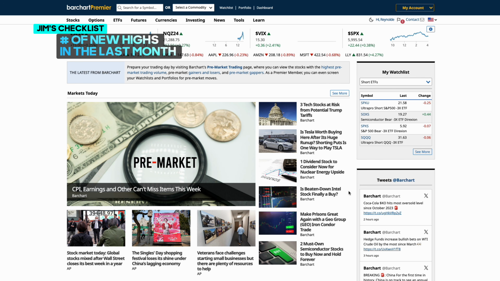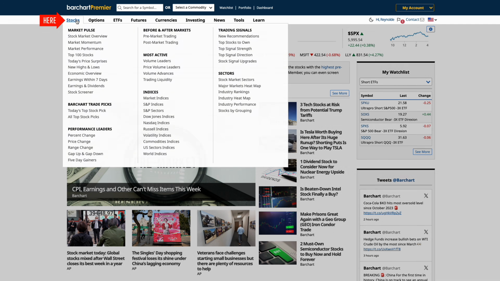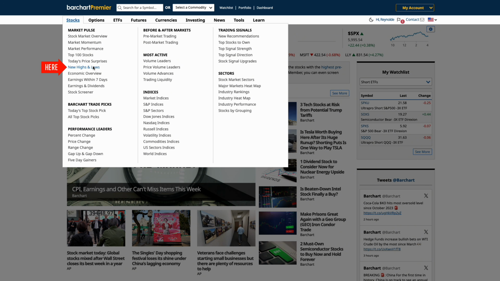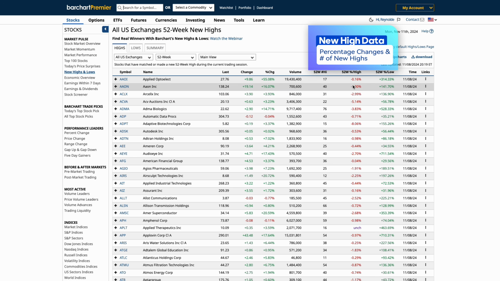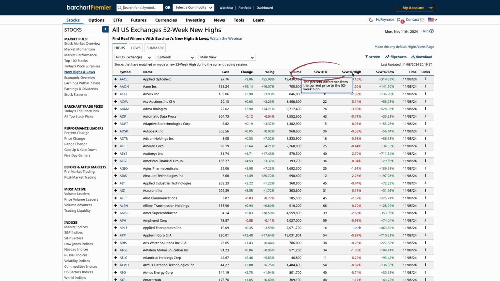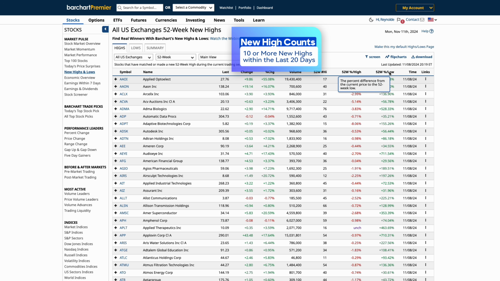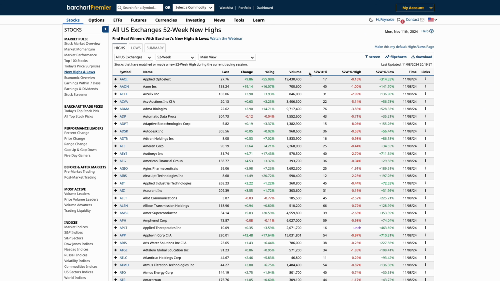Next, we want to find stocks that are hitting new highs. To find these stocks, click on the Stocks tab and select New Highs and Lows. Here, we'll see the difference between the current price and previous highs or lows. We can also adjust the time frame from 52 weeks to monthly so we can see how many new highs per time frame. What we're looking for are stocks that have hit new highs in at least half of the last month's trading days. Simply put, aim for at least 10 new highs over the last 20 days.